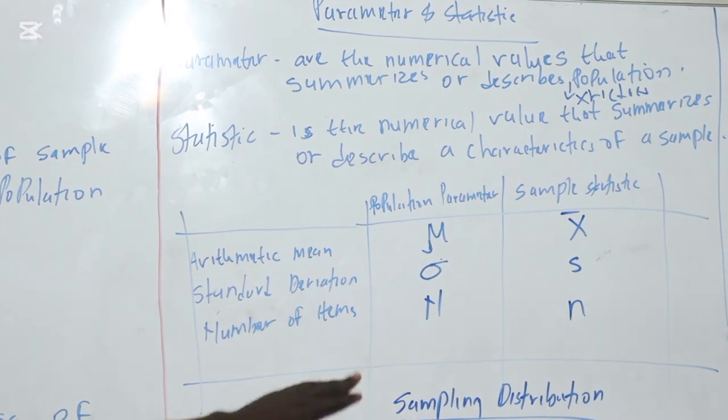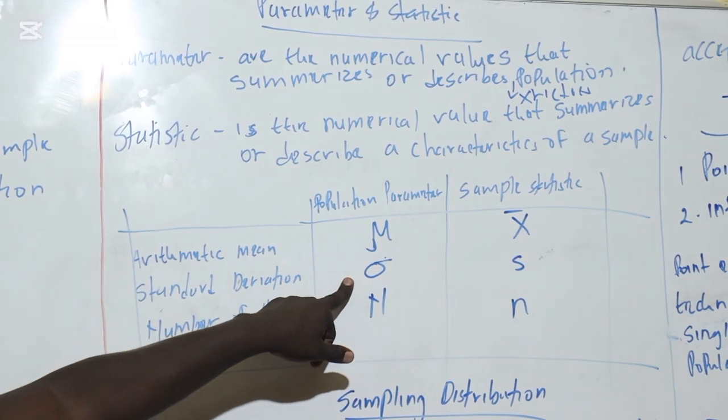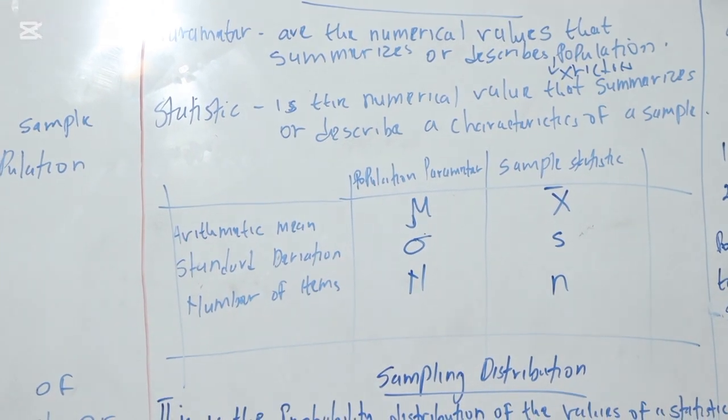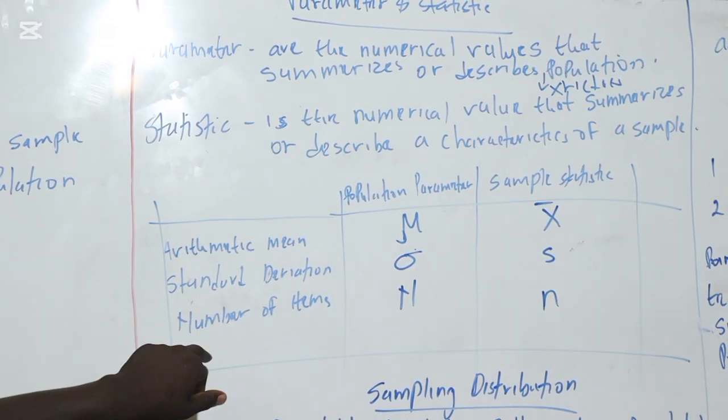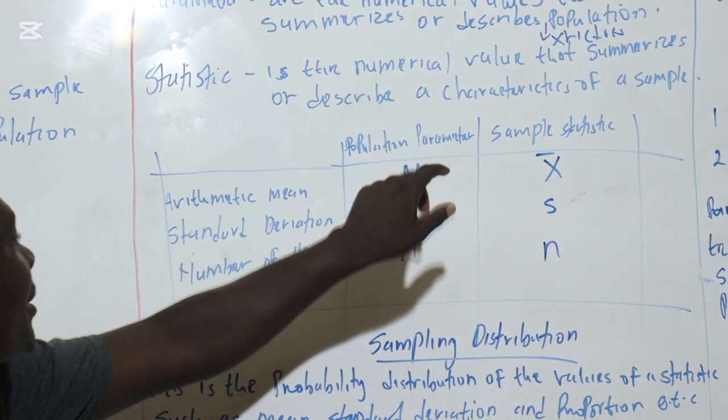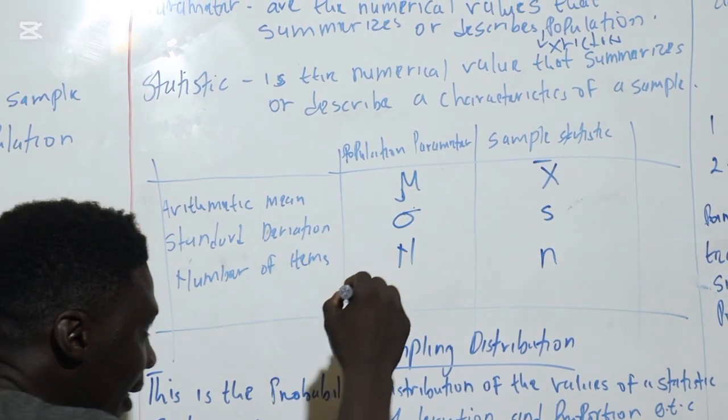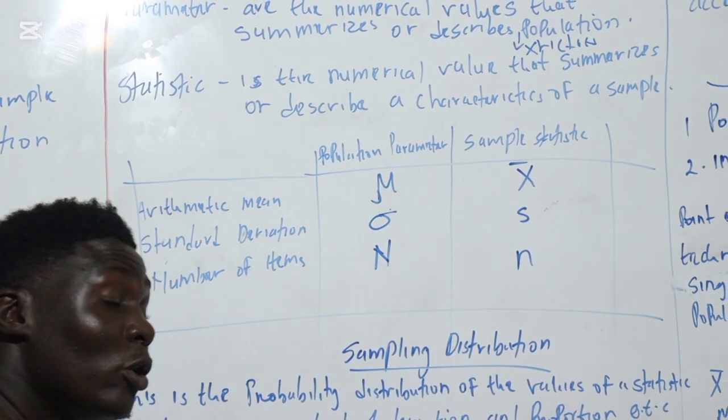With standard deviation, in population parameter, standard deviation is given by what? Sigma. Then in sample statistics it is given by S, just meaning standard deviation.